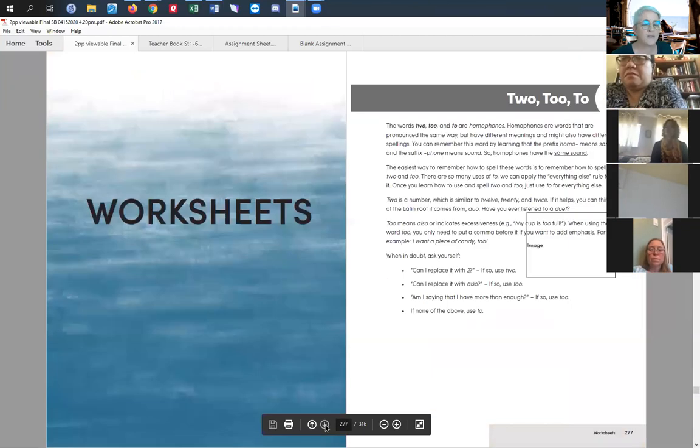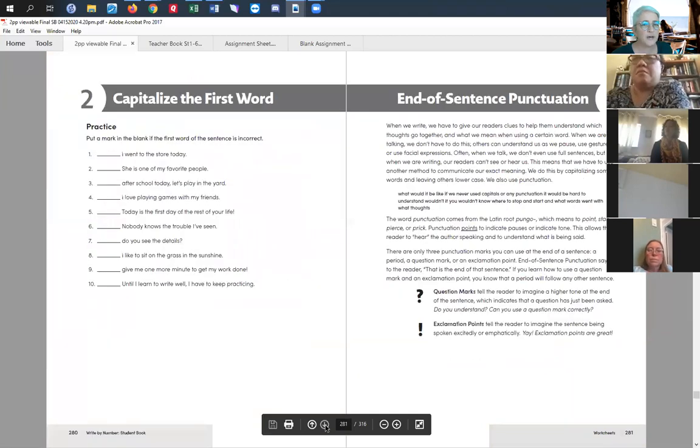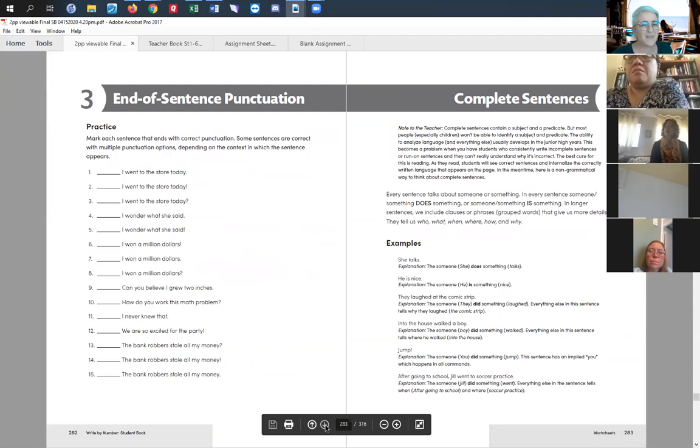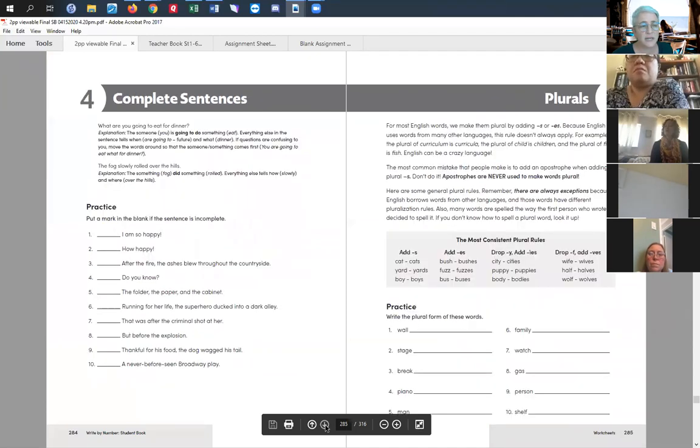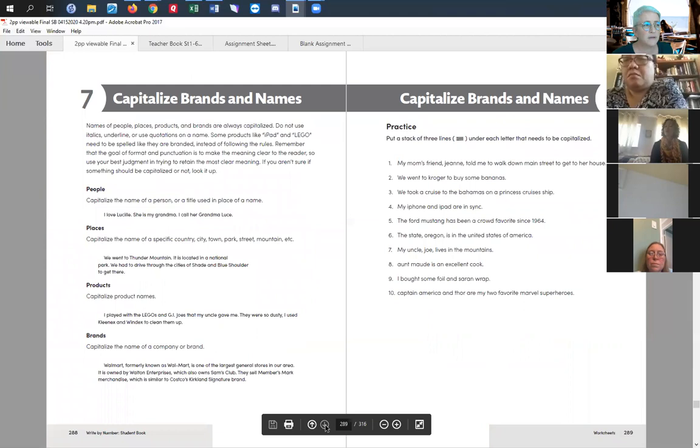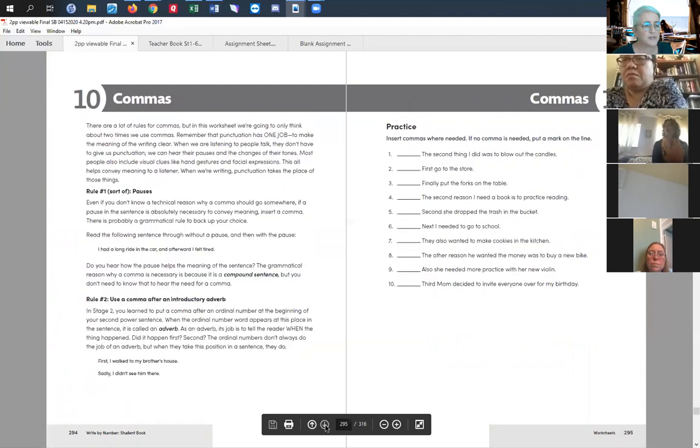And then at the back of the book, there's worksheets if you want to use any of those. Again, they're not comprehensive. The goal of this program is for me not to teach your child grammar and punctuation. You're supposed to be learning it in context, but that is there for reference for yourself.